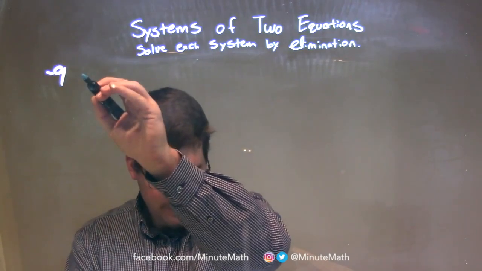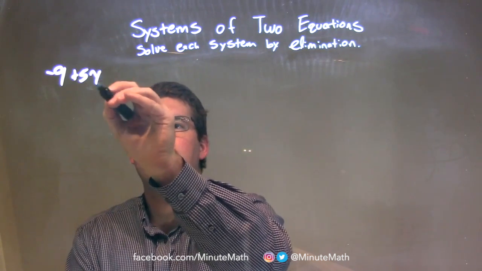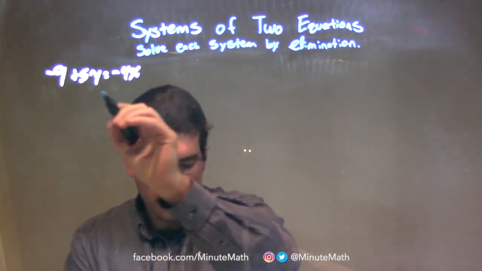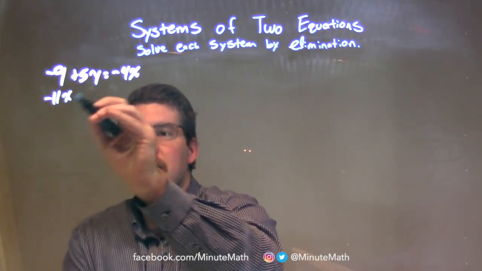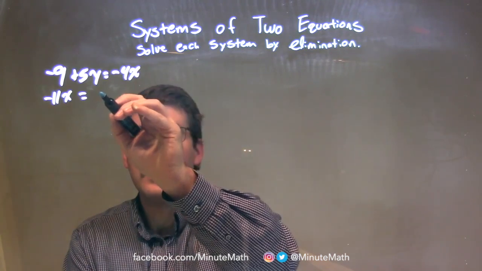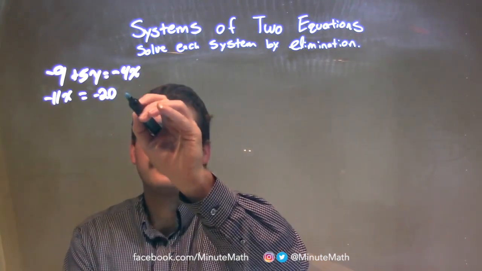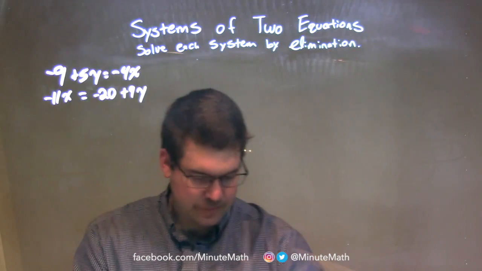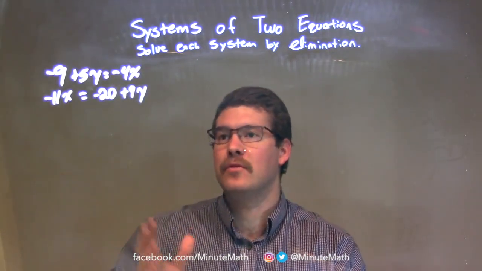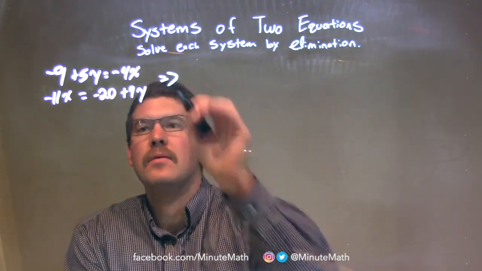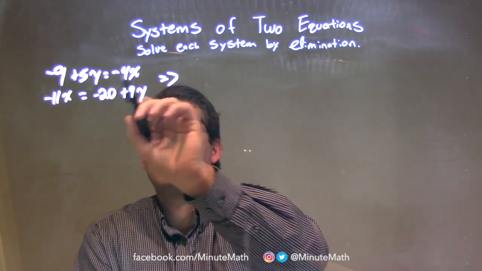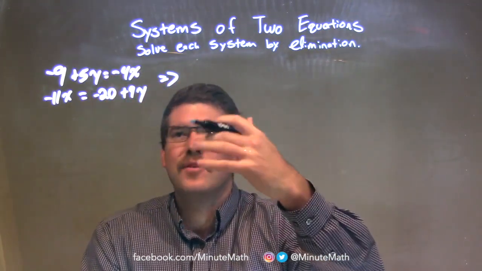Negative 9 plus 5y equals negative 4x. And the second one is negative 11x equals negative 20 plus 9y. Well, the first thing I want to do is get all my numbers to one side, all my variables to the other. So let's bring all the variables to the left, the straight numbers to the right.